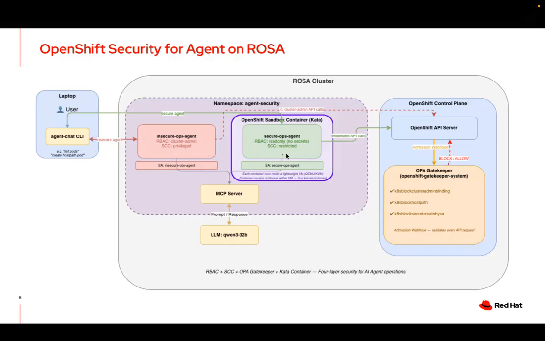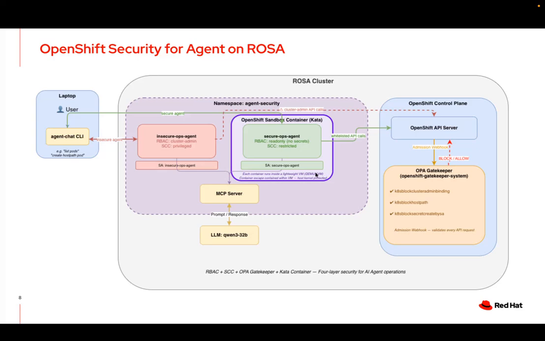And also, we can see the blue box, which is Kata Containers, a new feature in OpenShift that provides a micro VM as a container runtime. So it's a VM level isolation for this agent workload. I will show you the details later in the demo.